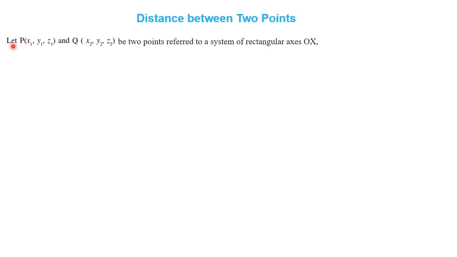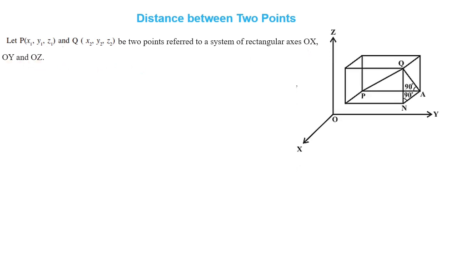Let P(x1, y1, z1) and Q(x2, y2, z2) be 2 points referred to a system of rectangular axes OX, OY and OZ. So the three axes mentioned here are OX, OY and OZ. This is the point mentioned as P and this one is Q. Here we are going to learn the formula for finding the distance between these 2 points, P and Q.